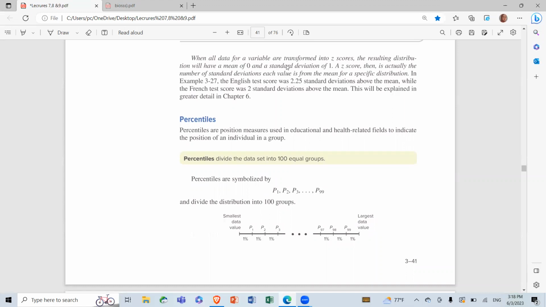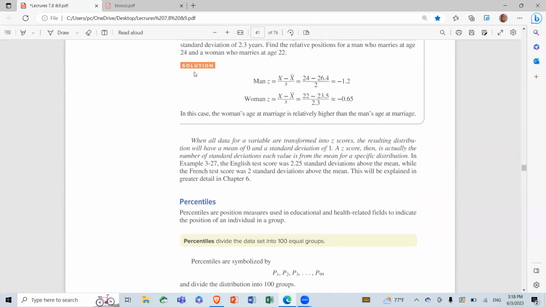When all data for a variable are transferred into z-scores, the resulting distribution will have a mean of 0 and a standard deviation of 1. A z-score is actually the number of standard deviations each value is from the mean for a specific distribution. In example 3.27, the English test score was 2.25 standard deviations above the mean, while the French test score was 2 standard deviations above the mean.